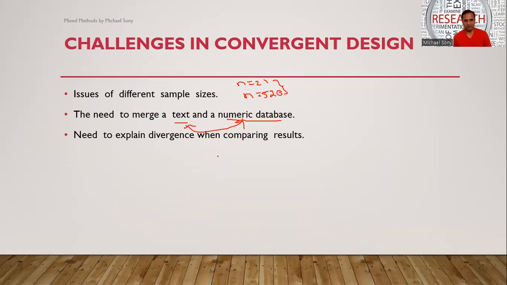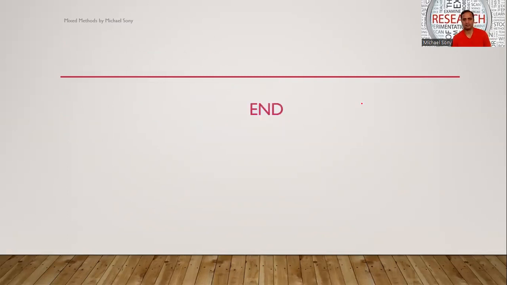to undertake. There is also sometimes a need to explain divergence, because qualitative data may offer a divergent perspective, while quantitative data may offer data in a convergent manner. So how the divergence and the convergence are mixed together in order to answer the research question is always a challenge. This brings an end to this module.